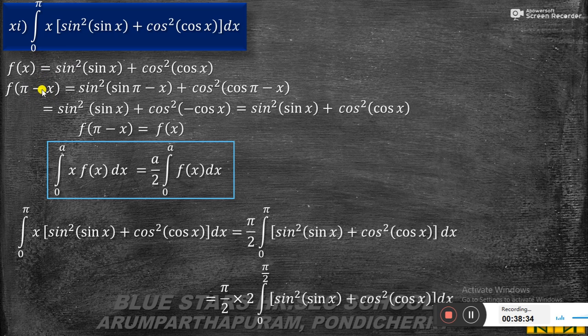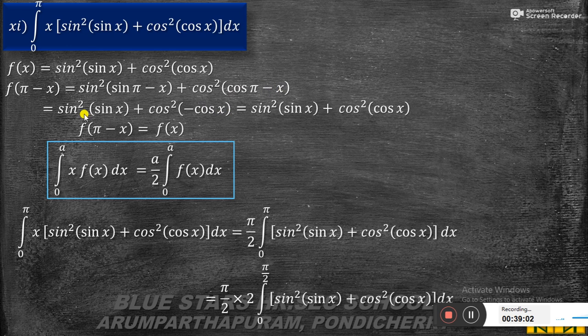So now I substitute x equal to pi minus x. So sin square of sin(pi minus x) plus cos square of cos(pi minus x). Sine of pi minus x means pi minus x represents the second quadrant. In the second quadrant, only sine is positive. So we write sine of pi minus x as sine x, plus cos square, cos of pi minus x means minus cos x.